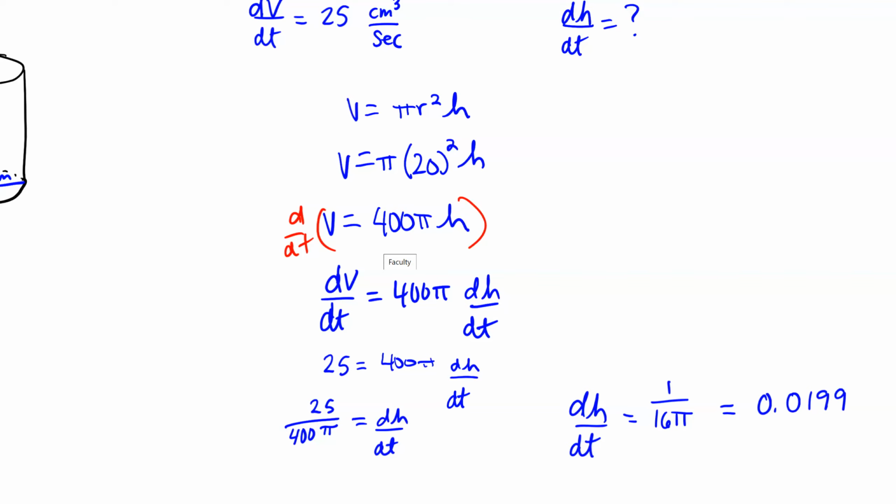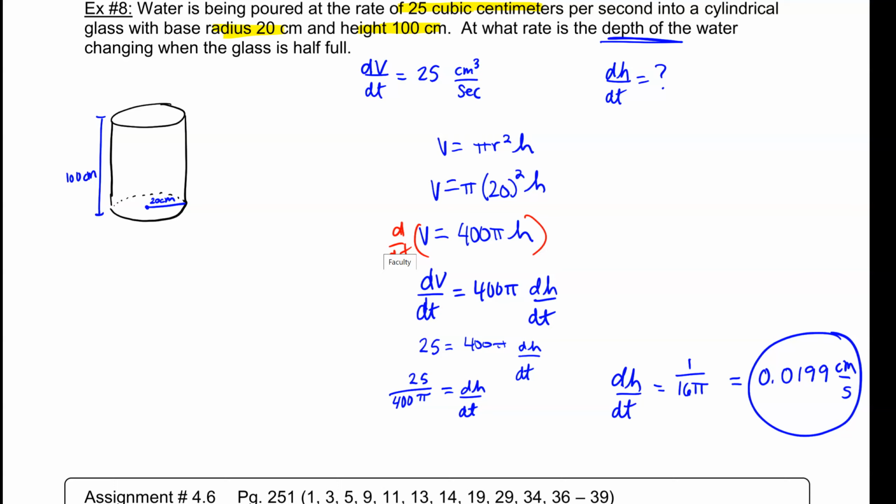It's all right. 16 pi, that's about 48, so that sounds right. 1 over 48. 16 times 3 is about 48. So that sounds about right. This is the answer I came up with when I put it in. This is dh/dt. That's how the depth is changing. It's about 0.02 centimeters per second. So remember the other one? We said at that moment it was changing 4 inches per minute. That's slower. This is way smaller of a volume, versus that cone was really, really big.